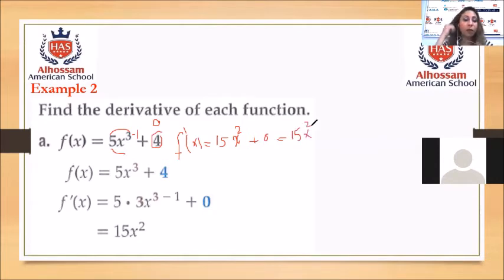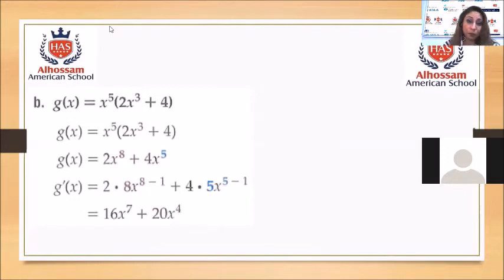Okay, is it clear? Okay, let's have one more example. Here I have the second example. What I have here is x power 5 multiplied by 2x power 3 plus 4. Before I start solving, all my terms should be distributed. So before I start solving, I have to distribute this term among all the terms that I have inside the parentheses.